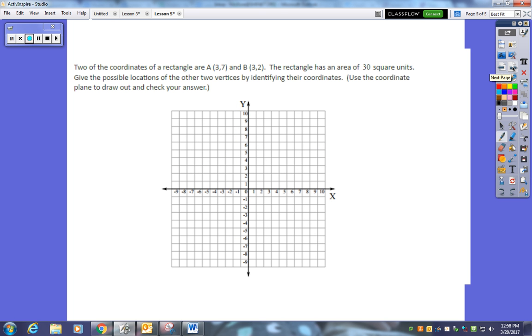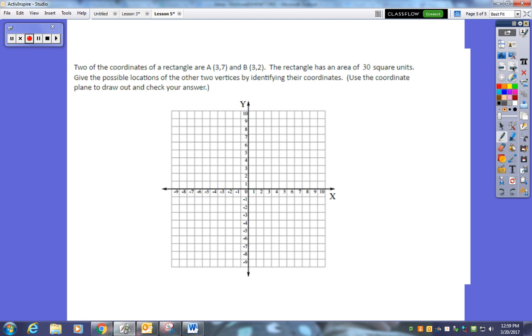This next example is a little different. It says 2 of the coordinates of a rectangle are A (3, 7) and B (3, 2). The rectangle has an area of 30 square units. Give the possible locations of the other 2 vertices by identifying their coordinates. Use the coordinate plane to draw out and check your answer.